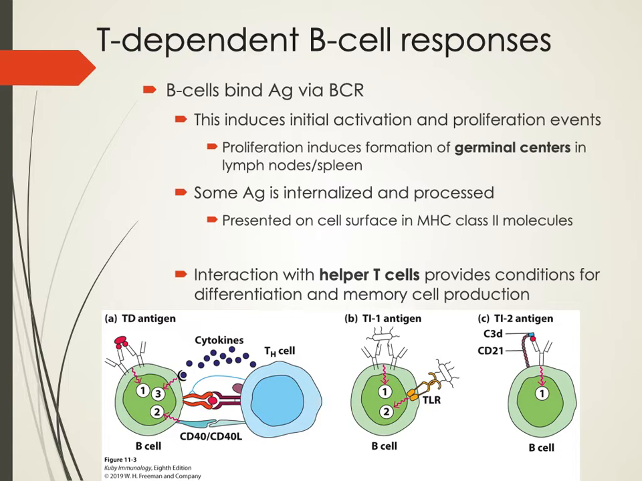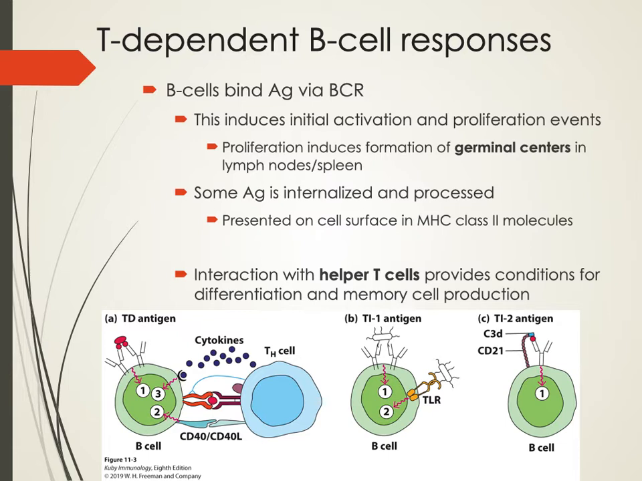So looking at the T-dependent B cell responses, the B cell is going to bind the antigen (AG) through its B cell receptor. So we can see that in that bottom panel A, how that B cell receptor has antigen bound to it. This is going to induce activation, and then we're going to get proliferation. The proliferation is happening in the germinal centers of either the lymph nodes or spleen.